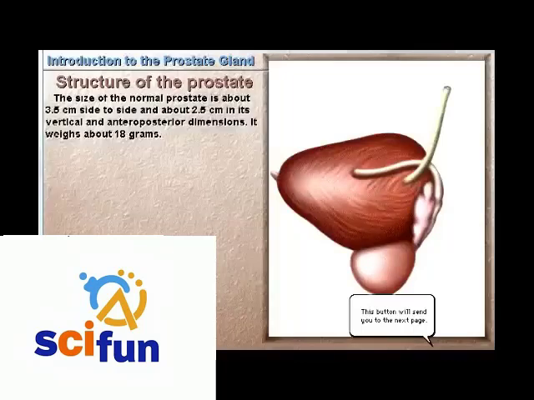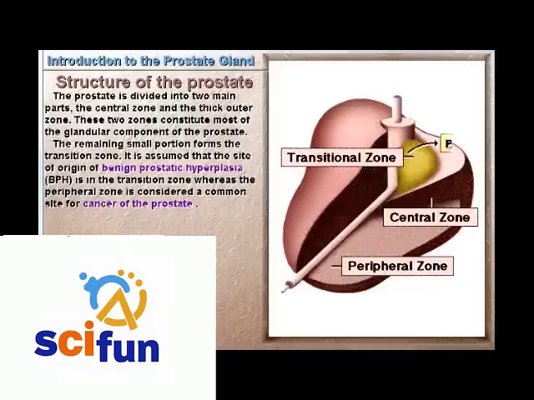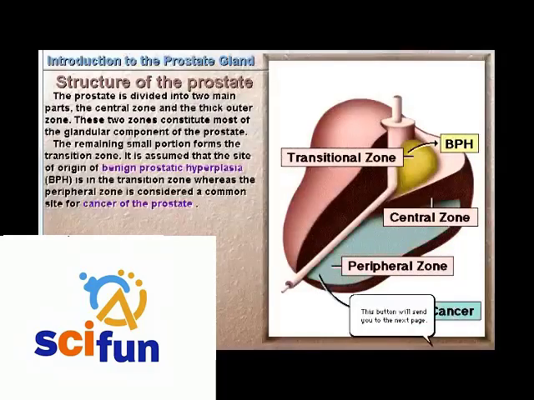The size of the normal prostate is about 3.5 centimeters side to side and about 2.5 centimeters in its vertical and antero-posterior dimensions. It weighs about 18 grams. The prostate is divided into two main parts, the central zone and the thick outer zone. These two zones constitute most of the glandular component of the prostate. The remaining small portion forms the transition zone.